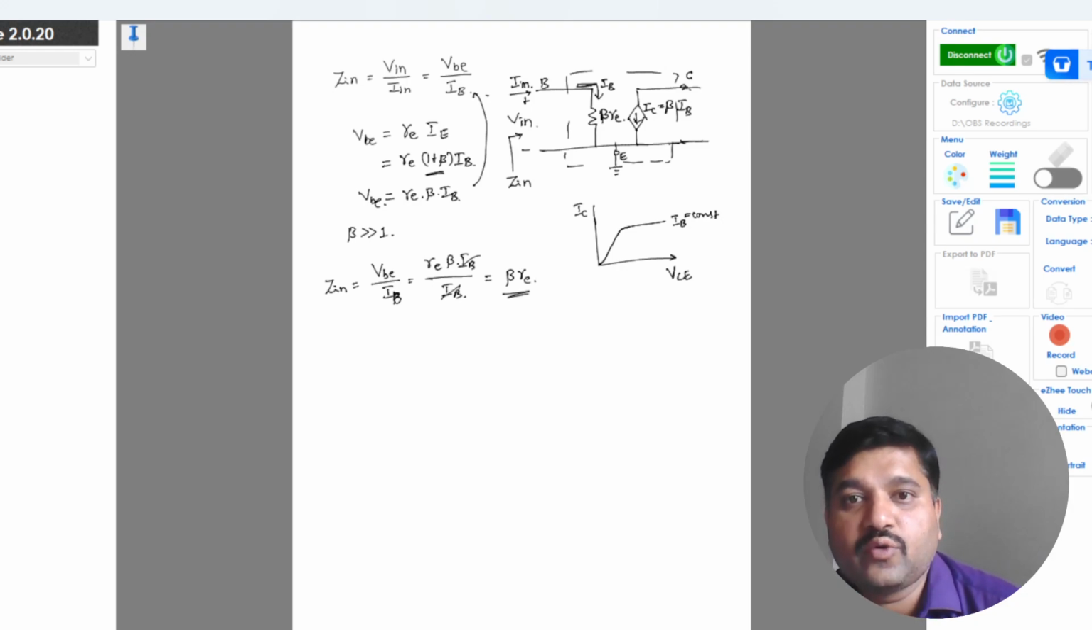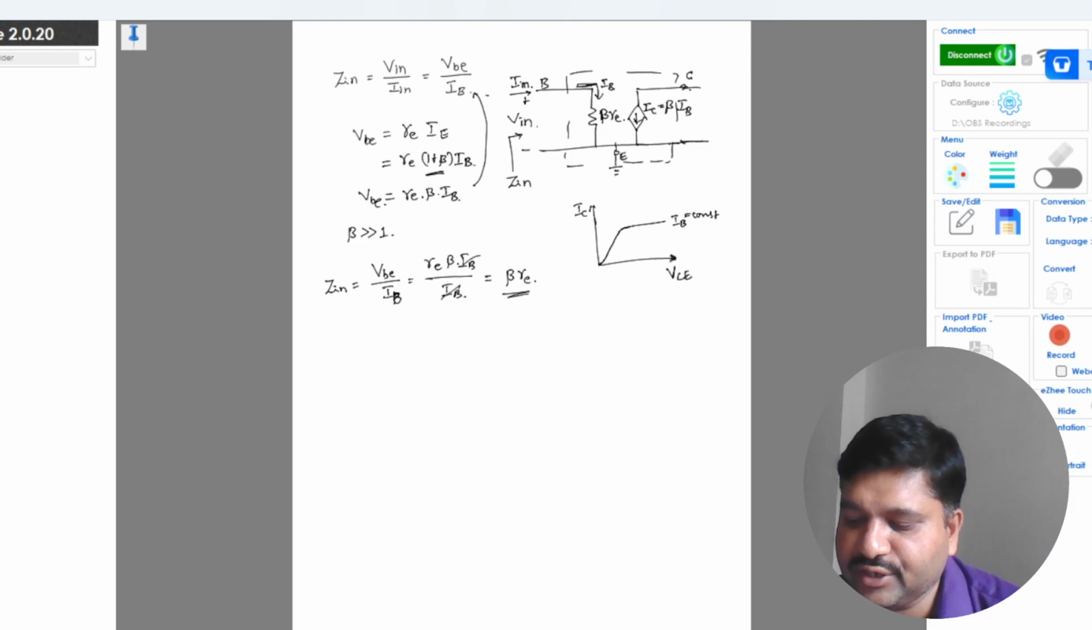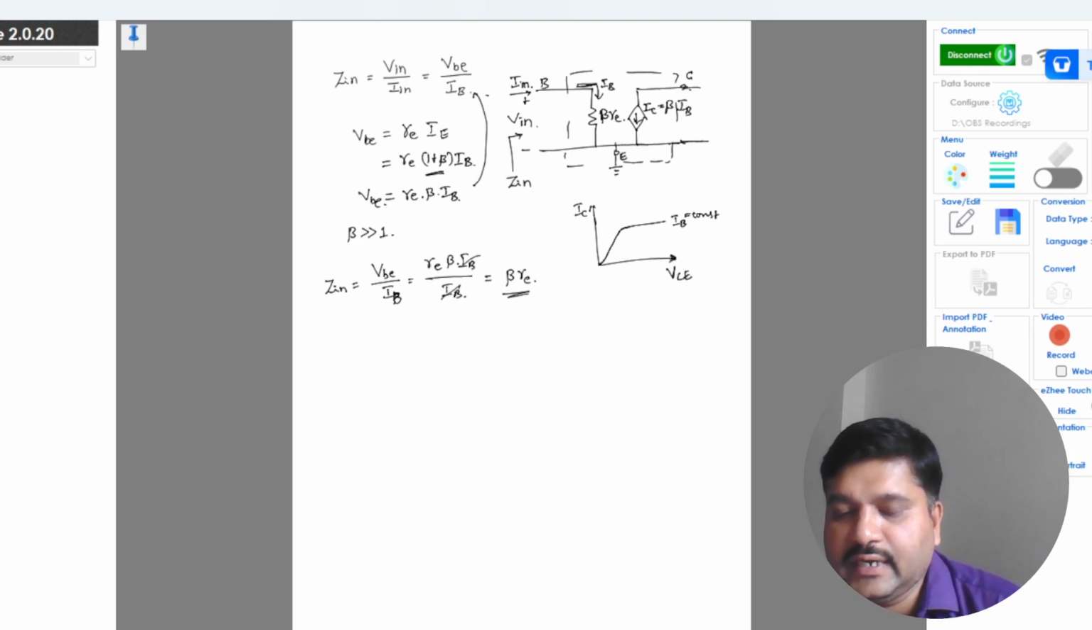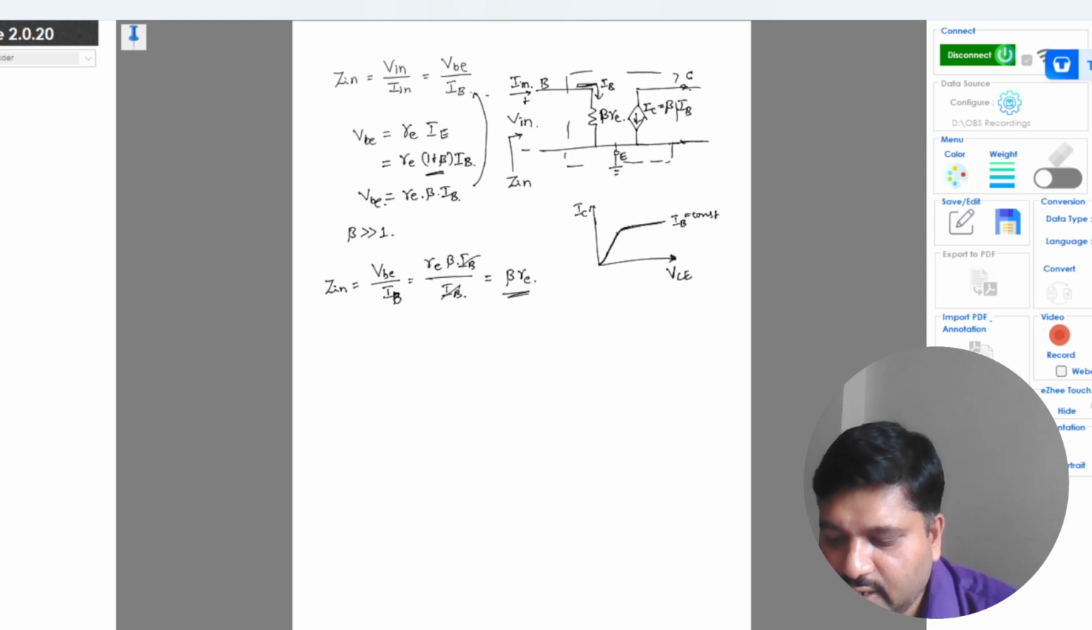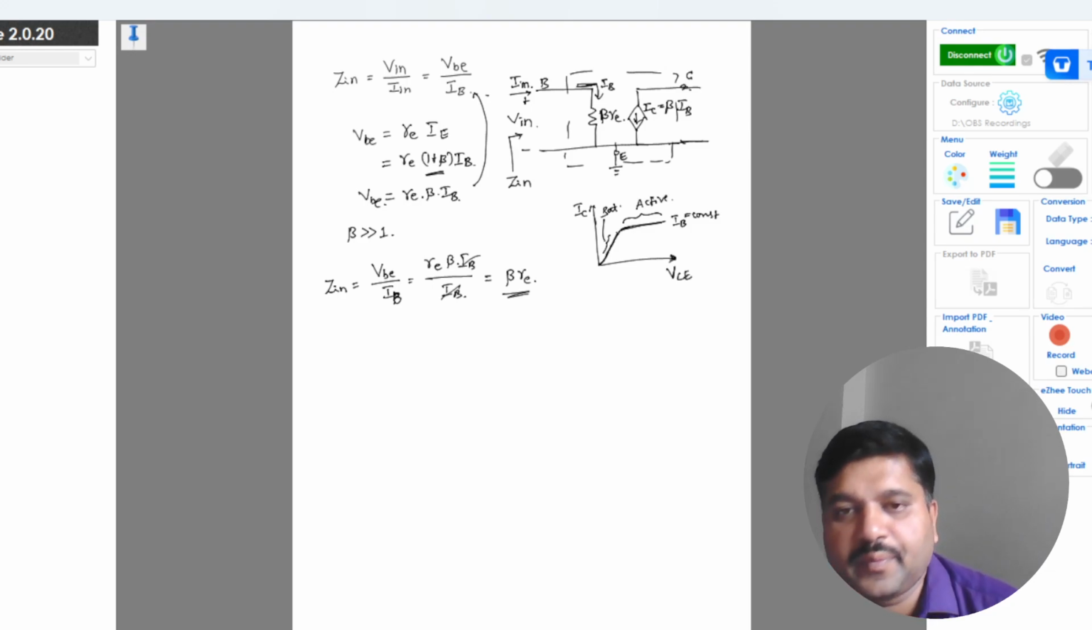So this is my output characteristics for variation of VCE and IC. Initially it will be linear and then it remains constant. So this portion is called the saturation region of operation for the BJT, and this is the active region of operation for the BJT. Okay, so now here it is almost equal to constant, the current will remain constant.